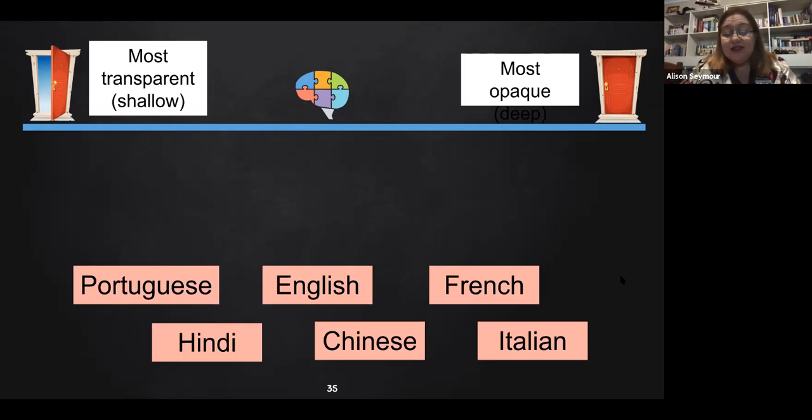Then after that is the Abugida, Hindi, because there is still some relationship to consonants, to the sound and the letter on the symbol on the page. And then, of course, Chinese is the most opaque because there's no relationship whatsoever to sound. It's all about meaning and memorization.